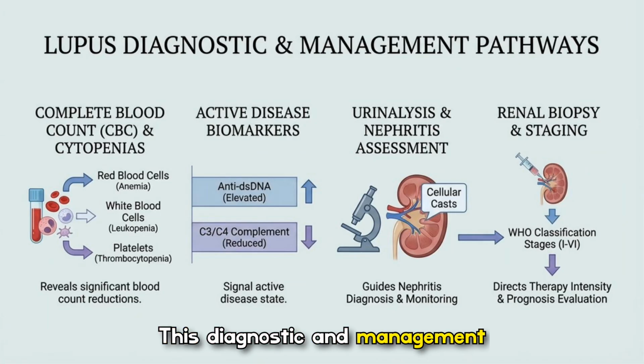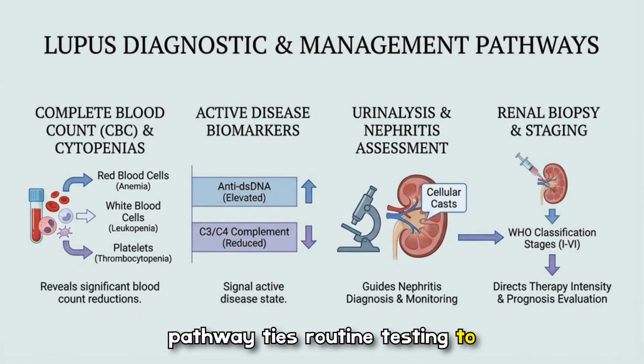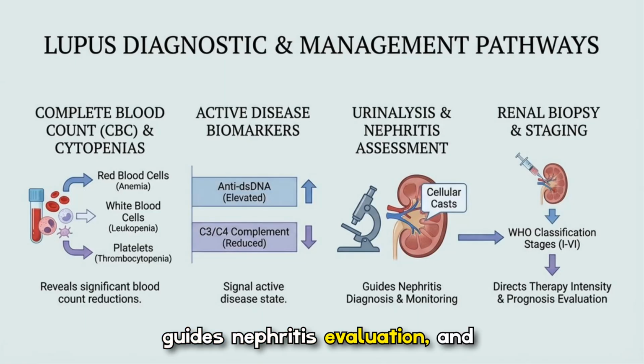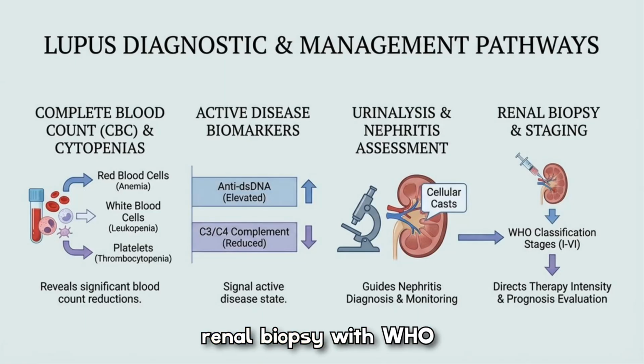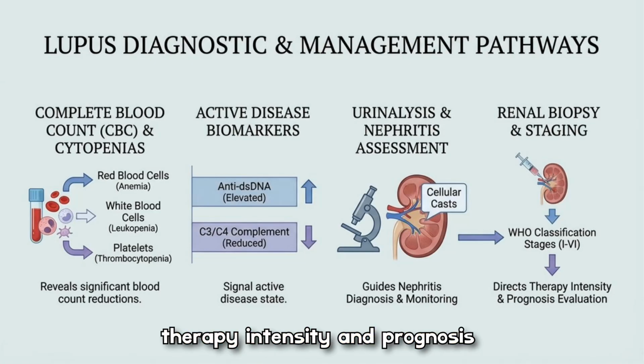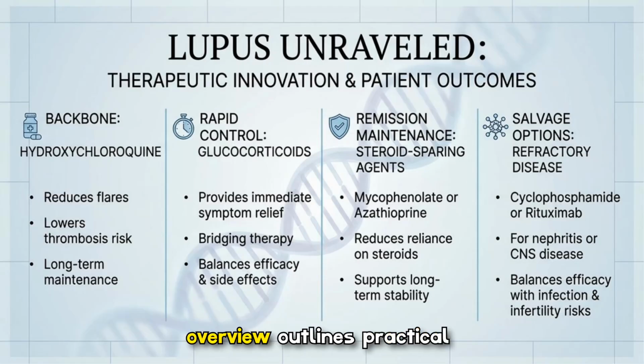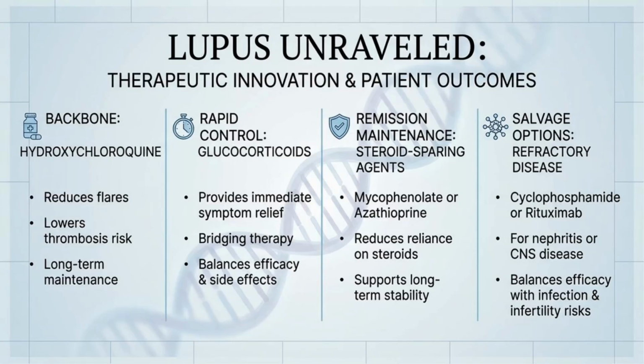This diagnostic and management pathway ties routine testing to decision-making. Complete blood counts reveal cytopenias. Serologic biomarkers like elevated anti-dsDNA and low C3 and C4 indicate active disease. Urinalysis with cellular casts guides nephritis evaluation, and renal biopsy with WHO classification staging directs therapy intensity and prognosis for kidney outcomes. The Therapeutic Innovation Overview outlines practical treatment goals.